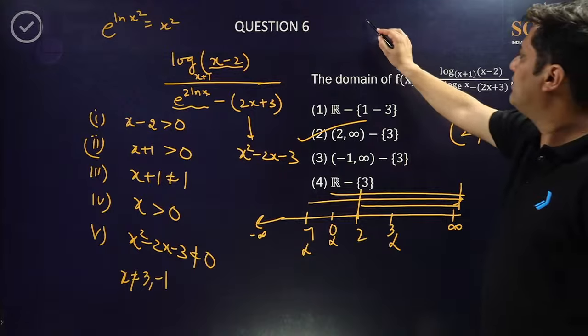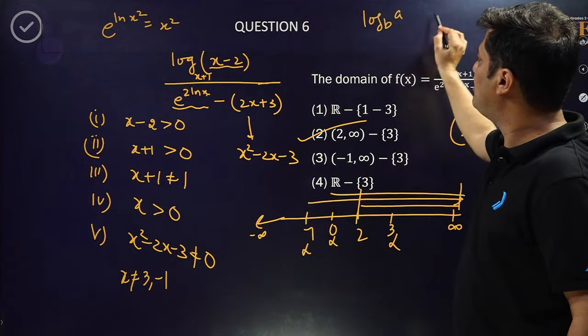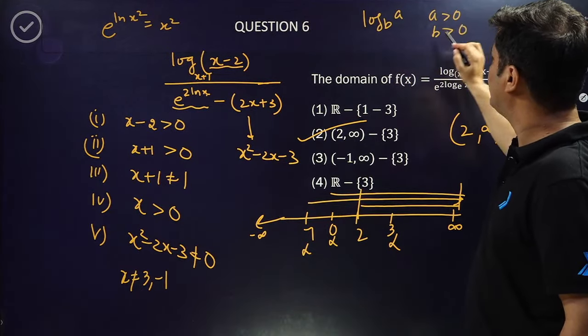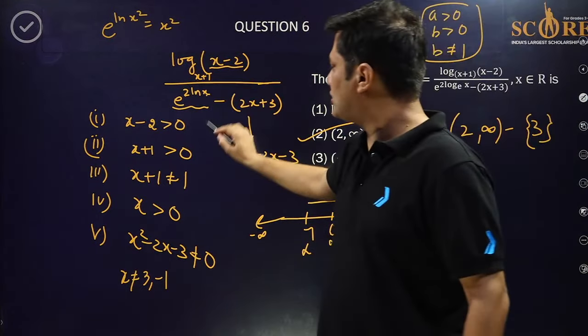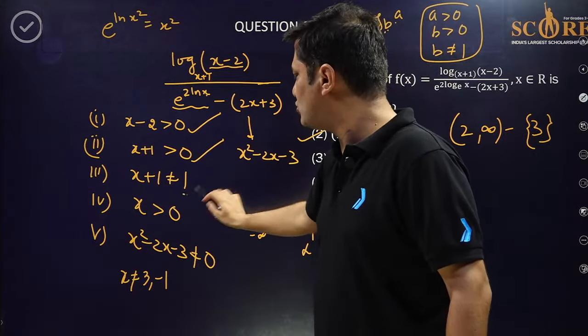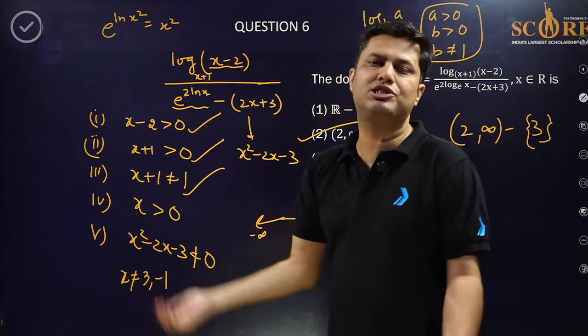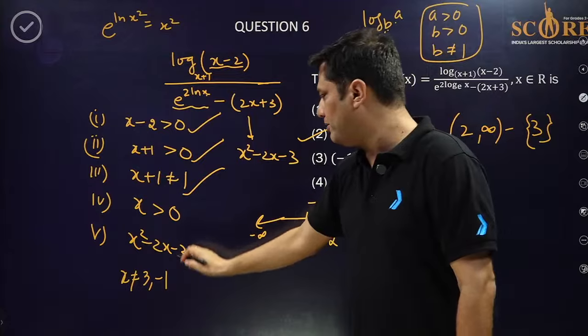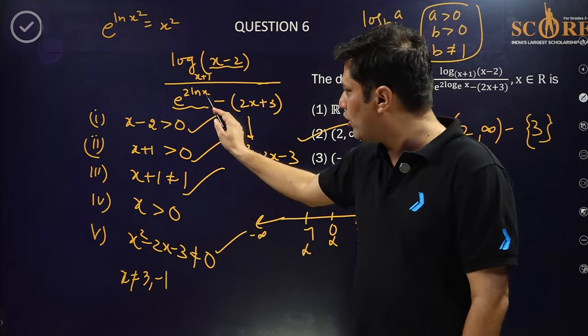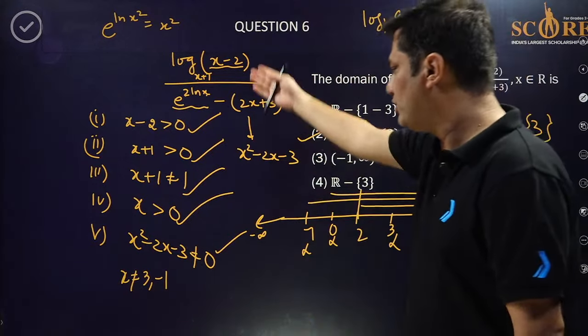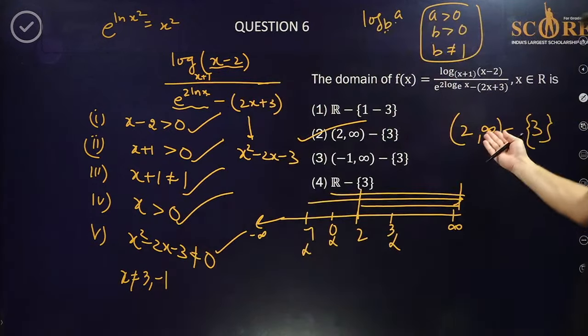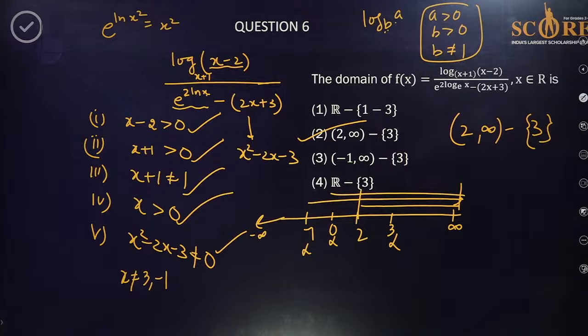Try to understand the restriction. Log A base B, A positive, B positive, but base cannot be 1. These 3 restrictions. x minus 2 positive, x plus 1 positive, base not equal to 1. Then the denominator restriction. This denominator cannot be equal to 0, fifth, and 2 log x, obviously x has to be positive. So all the restrictions you need to apply. If you take common between all the restrictions, you will get answer 2 to infinity except 3.